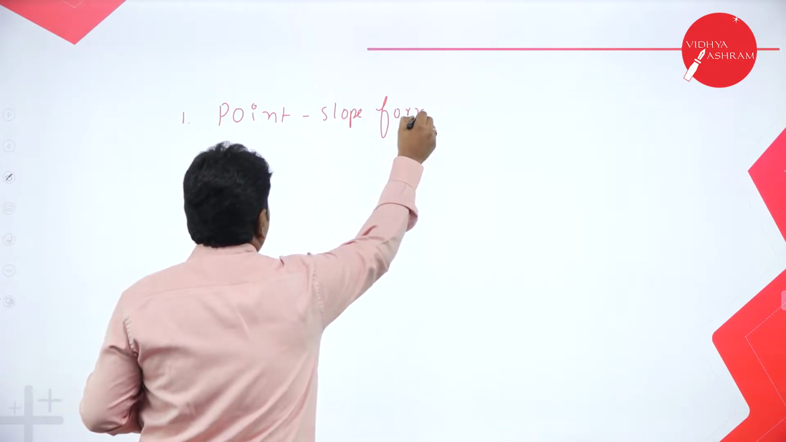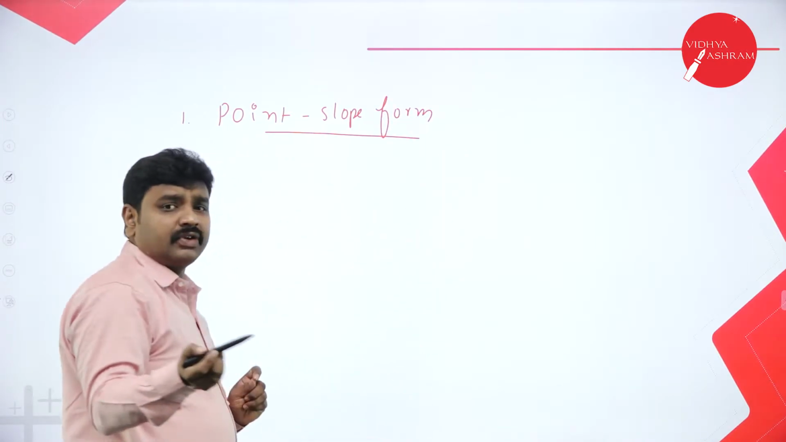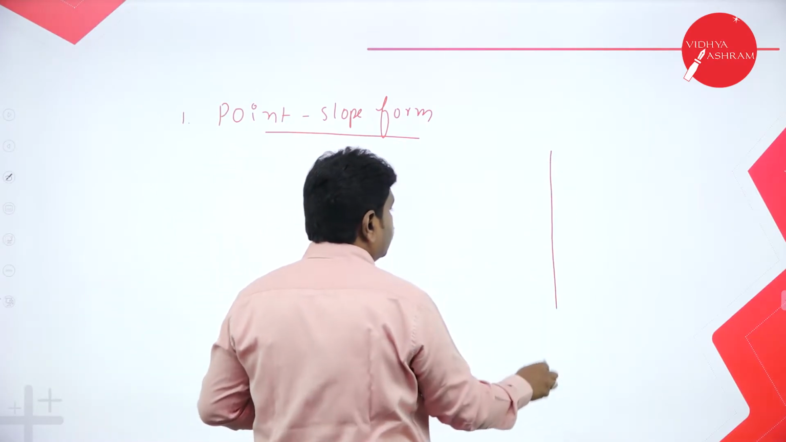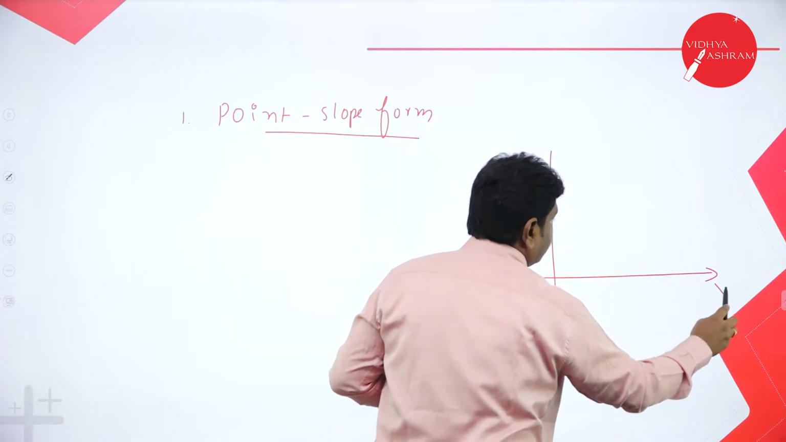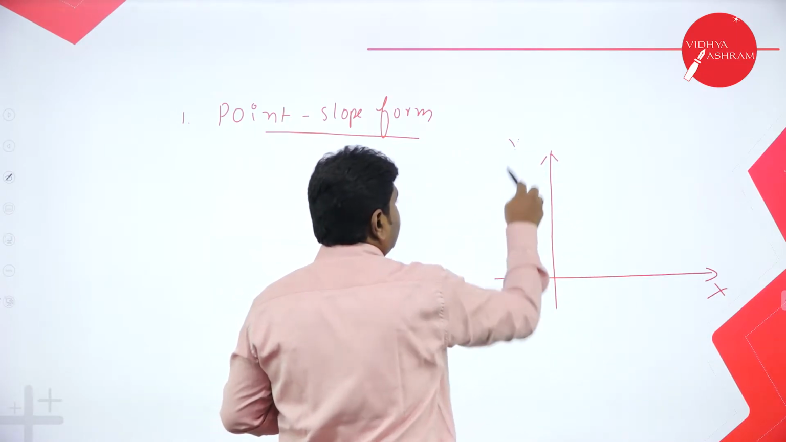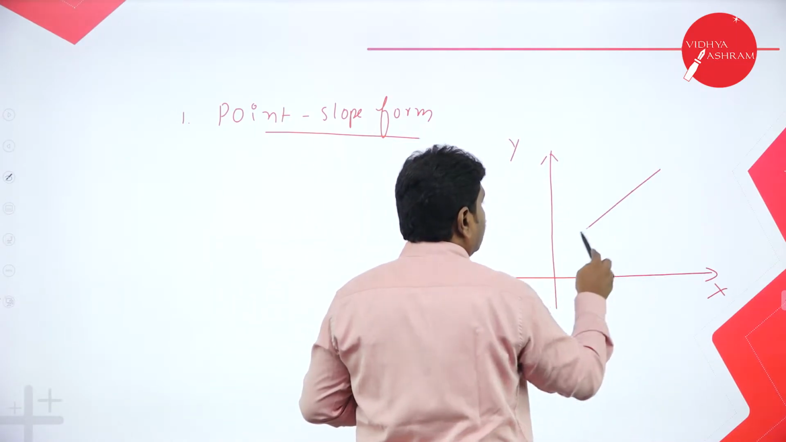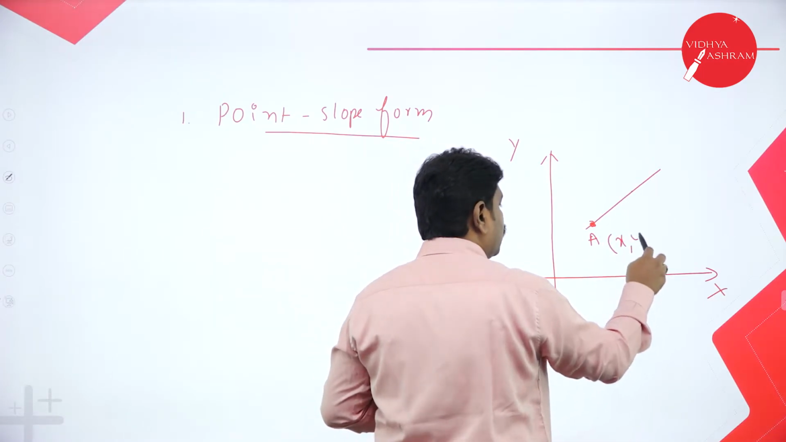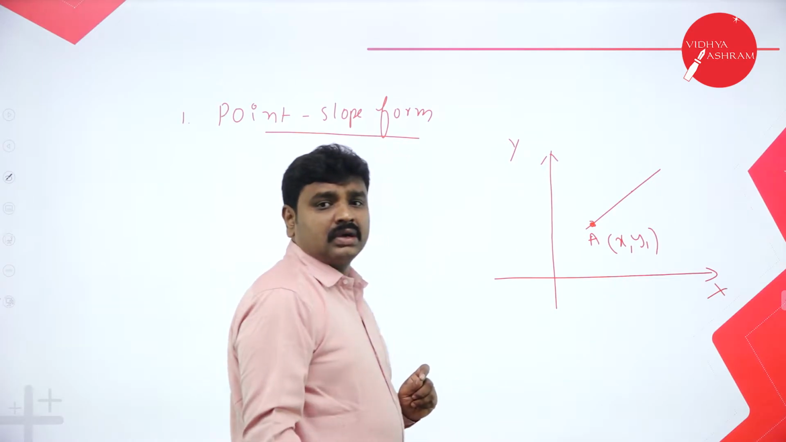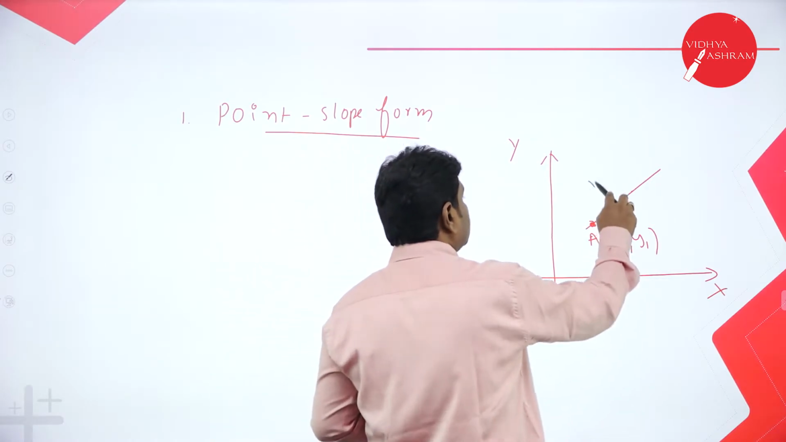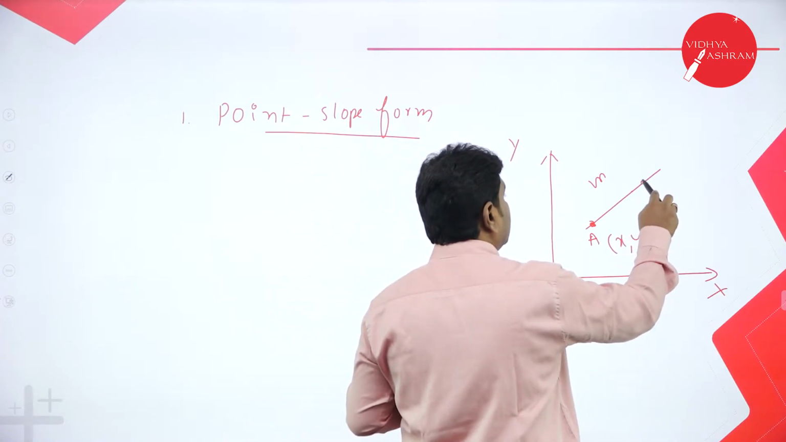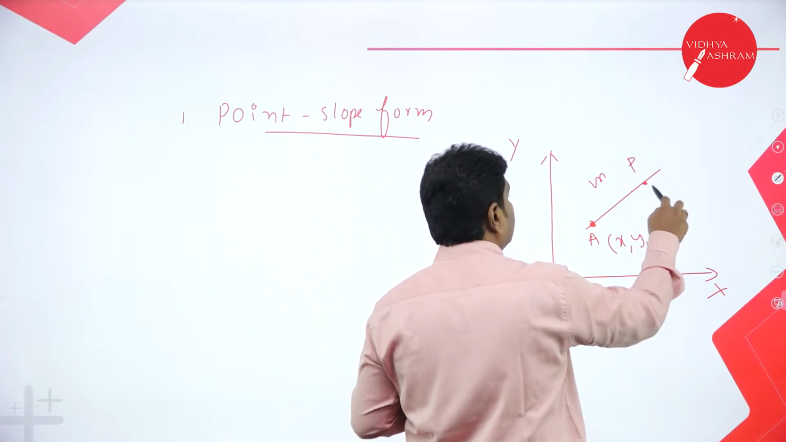So what is point slope form? When you know point on the line, when you know slope, we'll use this form. So here, this is x-axis and this is y-axis, and I'll take a line, and on the line I know one point. I call this point as (x1, y1). Known point is (x1, y1), and I'll assume its slope as m. m be the slope of this line, and assume another point P. Let P (x, y) be any point on the line.